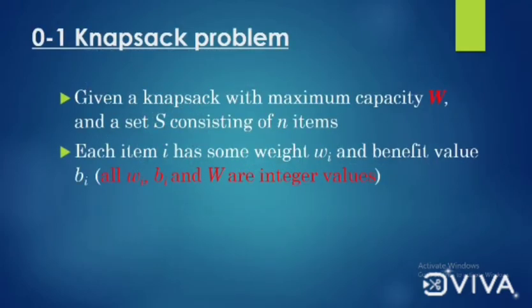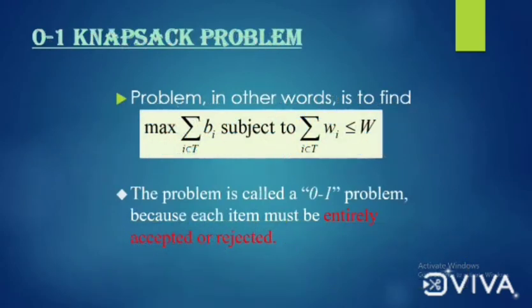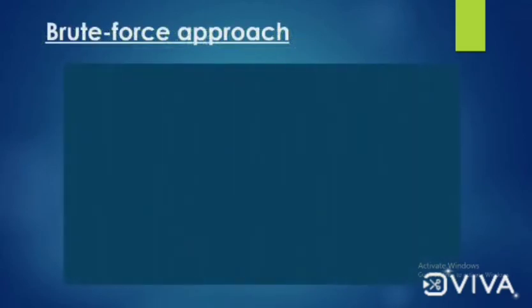Now, the 0-1 knapsack problem. Given a knapsack with maximum capacity W and a set S consisting of n items, each item i has some weight wi and benefit bi, and we are considering all integer values. The problem is how to pack the knapsack to achieve the maximum total value of packed items. In other words, the problem is to find the maximum summation of bi subject to summation of wi less than or equal to W. The problem is called 0-1 because each item must be entirely accepted or rejected.